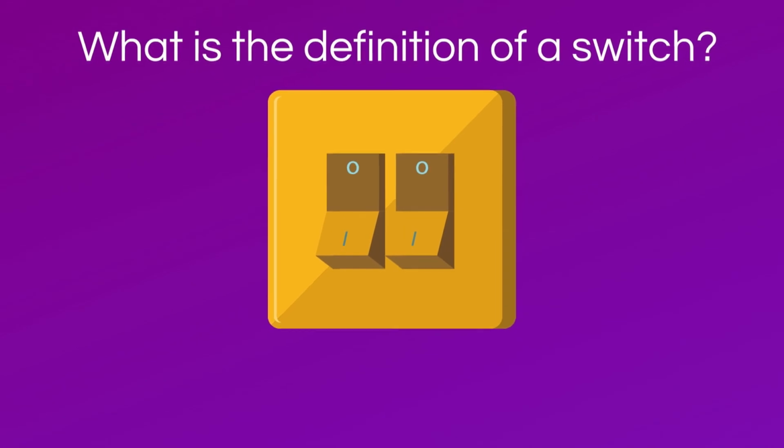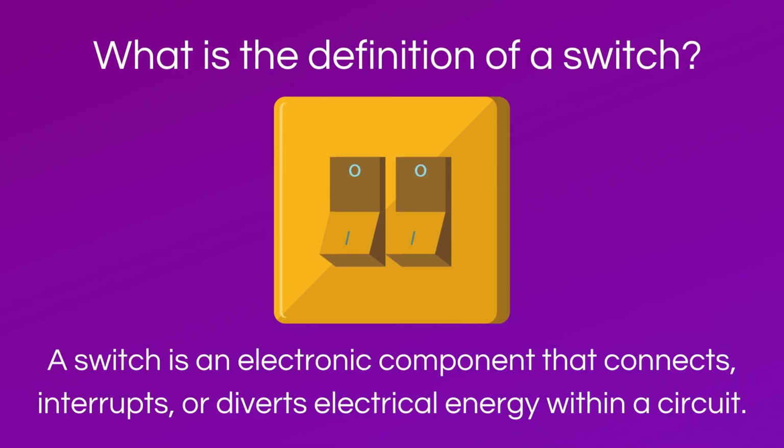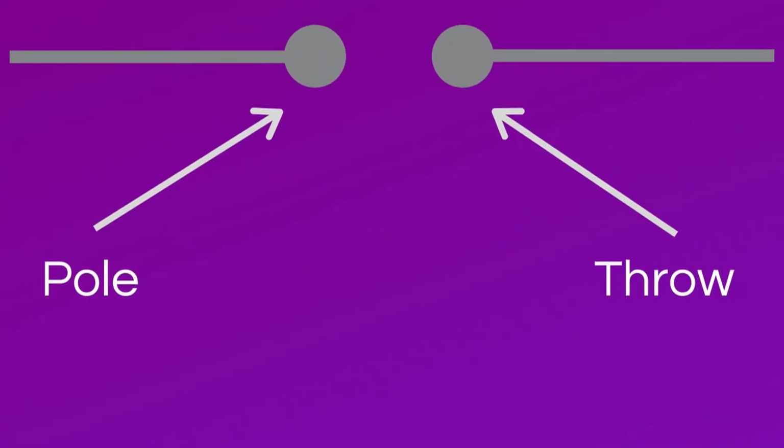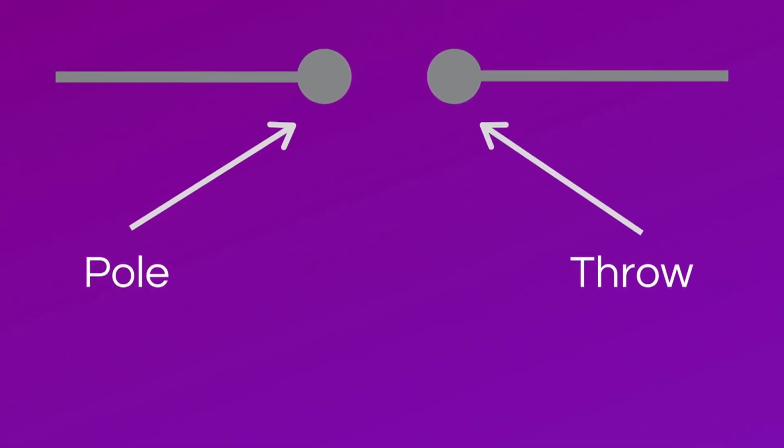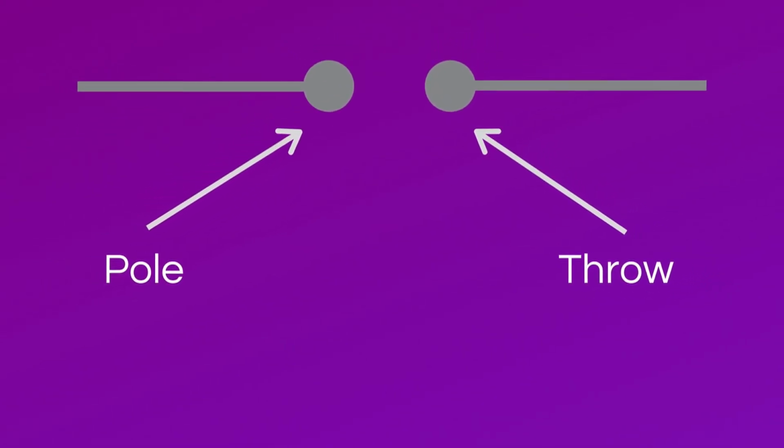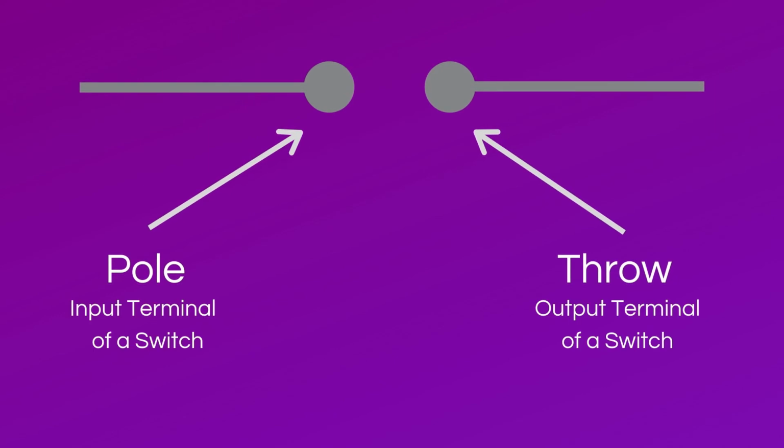What is the definition of a switch? A switch is an electronic component that connects, interrupts, or diverts electrical energy within a circuit. Switches are characterized by their number of poles and their number of throws. A pole is the input terminal of a switch, and the throw is the output terminal of the switch. Based on the combinations of poles and throws, switches can perform various functions.